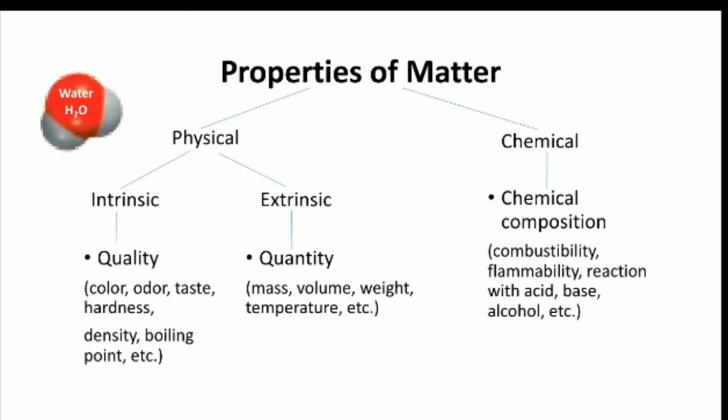Extrinsic physical properties may vary according to amount, for example, 1,000 milliliters of water is smaller than 2,000 milliliters of water. Why did the volume change? Because you added more substance. So 1 liter is different from 2 liters and different from 3 liters. And this extrinsic property varies according to the amount of substance.